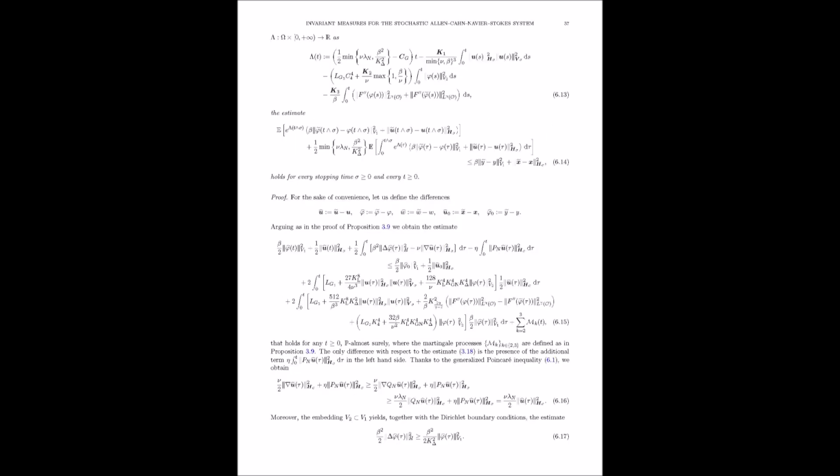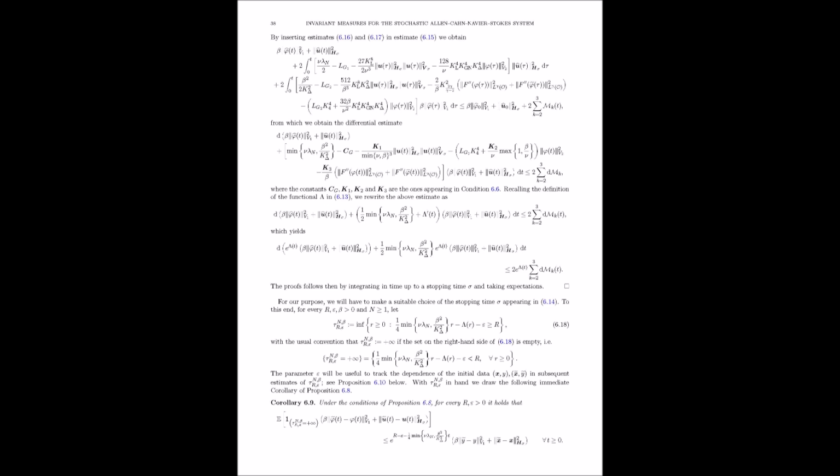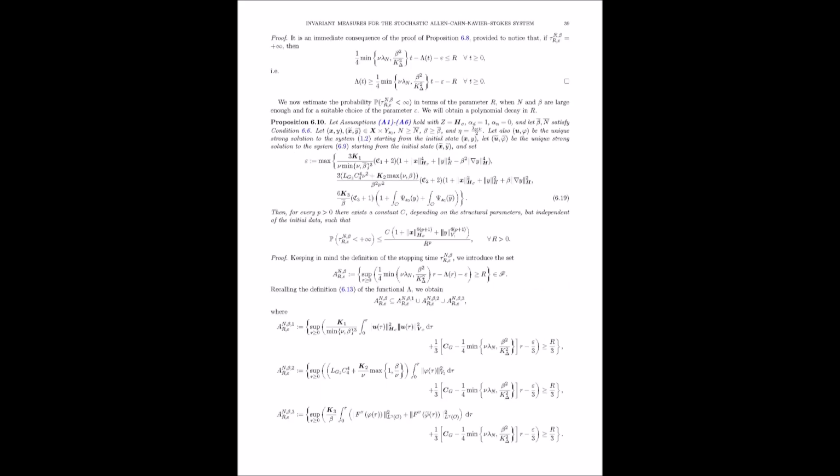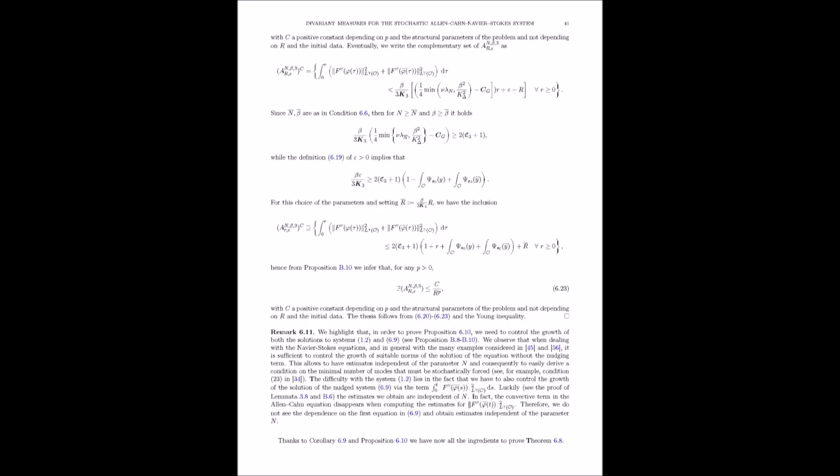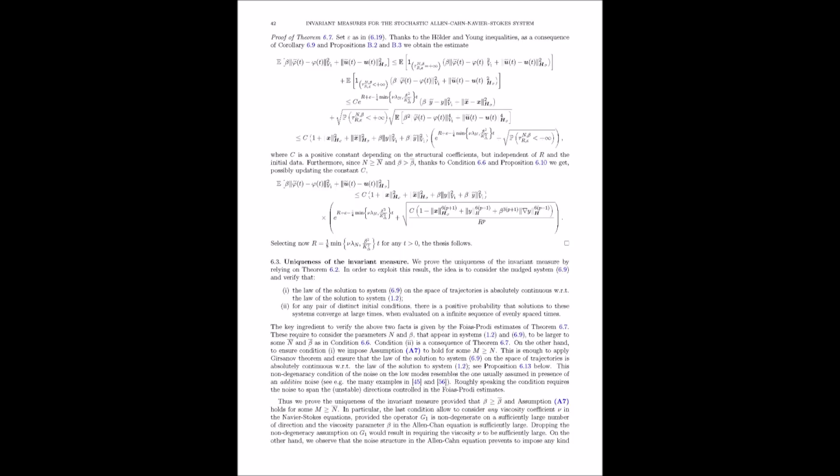Now, this paper sets out to prove that these invariant measures actually exist for this stochastic Allen-Cahn-Navier-Stokes system. Okay, so they're trying to show that even with all this complexity and randomness, the system might settle into some kind of predictable pattern, at least in a statistical sense. Exactly. And under certain conditions, they want to demonstrate that there's only one unique invariant measure. Like, no matter where you start the system off, it'll eventually end up being described by the same statistical distribution. Now, that's a bold claim. I'm guessing they need some seriously powerful mathematical tools to pull that off.